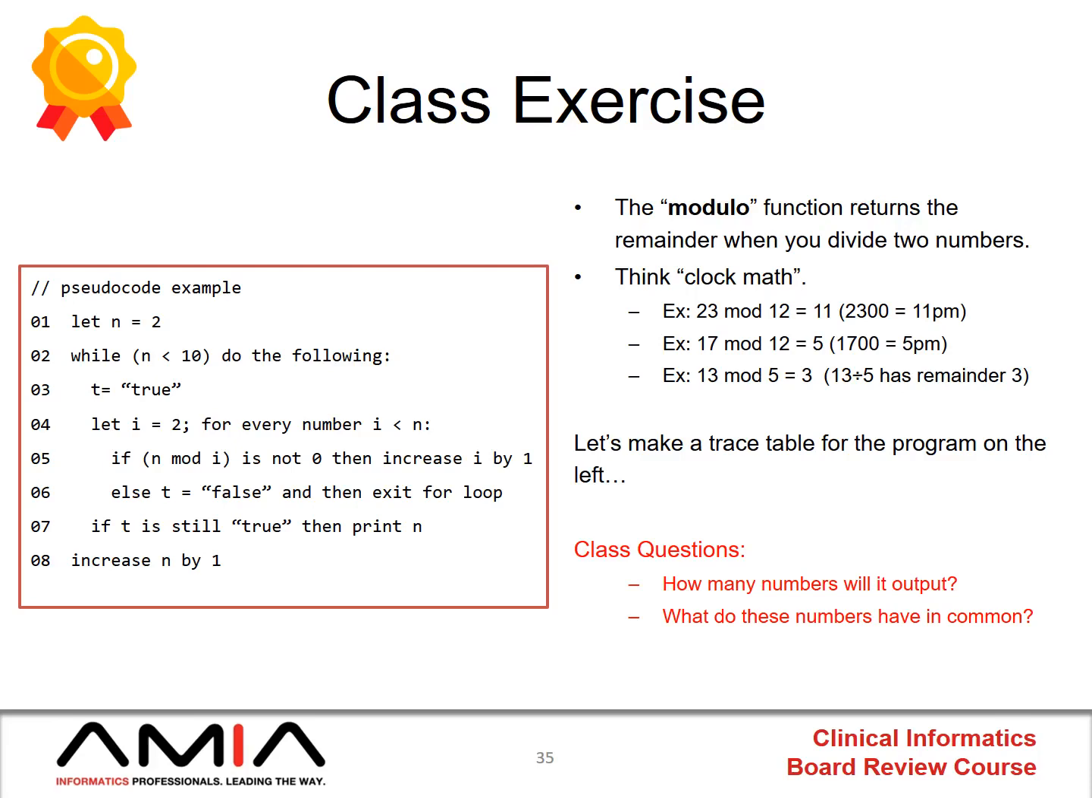So with that definition of the modulo function, the way I've just described it, let's make a trace table for this program. And there are two questions here. The first one is, how many numbers will this output on the screen? And the second question for you is, what do these numbers have in common?